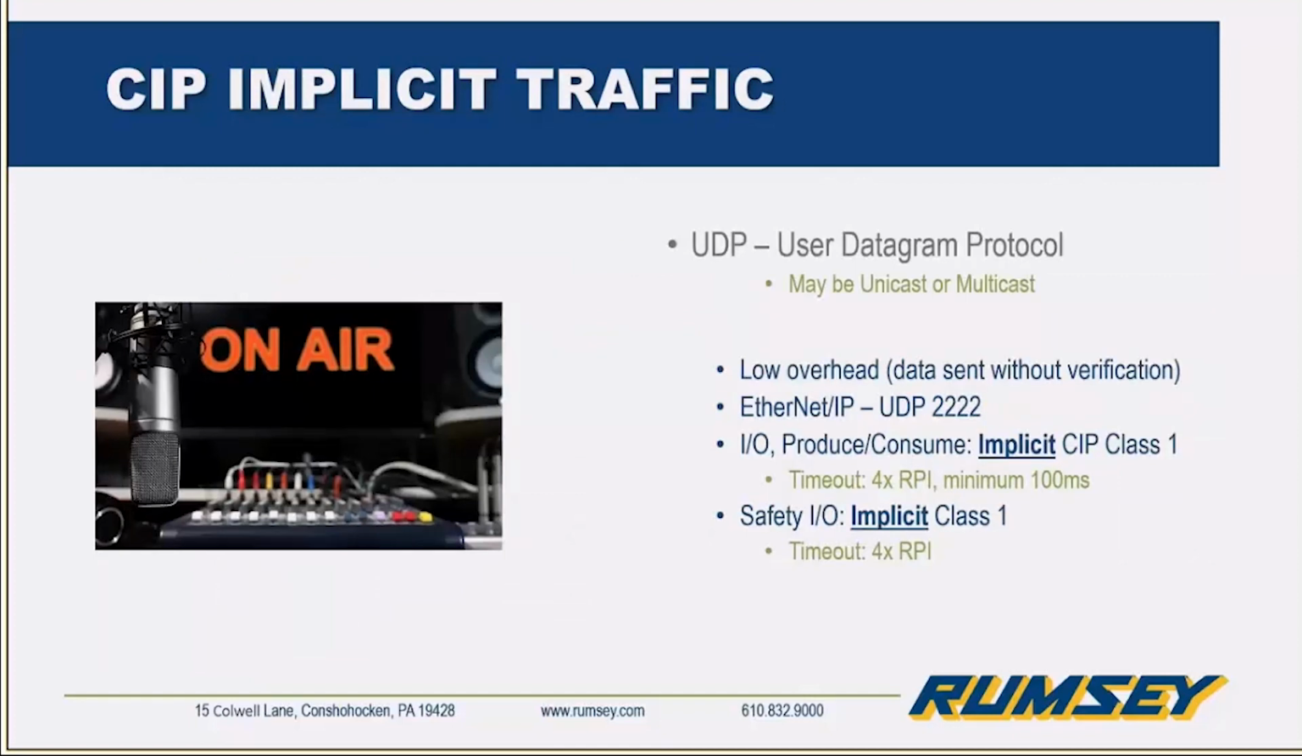The CIP implicit traffic uses UDP, or User Datagram Protocol, to send messages. This is extremely low overhead. The TCP three-way handshake and data verification steps are completely omitted in the interest of reducing the time it takes for a message to get out. Instead of a telephone conversation, this is more akin to a radio broadcast, or what I'm saying right now. I have no idea if you're actually listening to me, but I'm going to go right on speaking, assuming that you've heard me. Implicit messages are Class 1 CIP messages, whose common uses are I/O control, drive control, produce consume tags. The nature of implicit messaging also allows communications from one to many recipients, multicast traffic, as opposed to unicast.